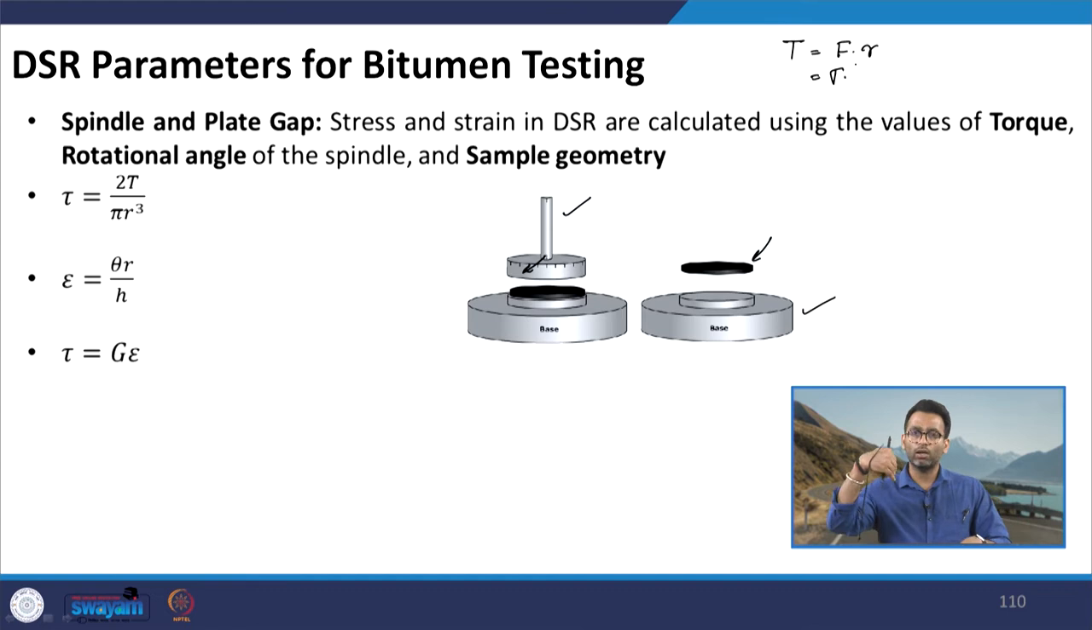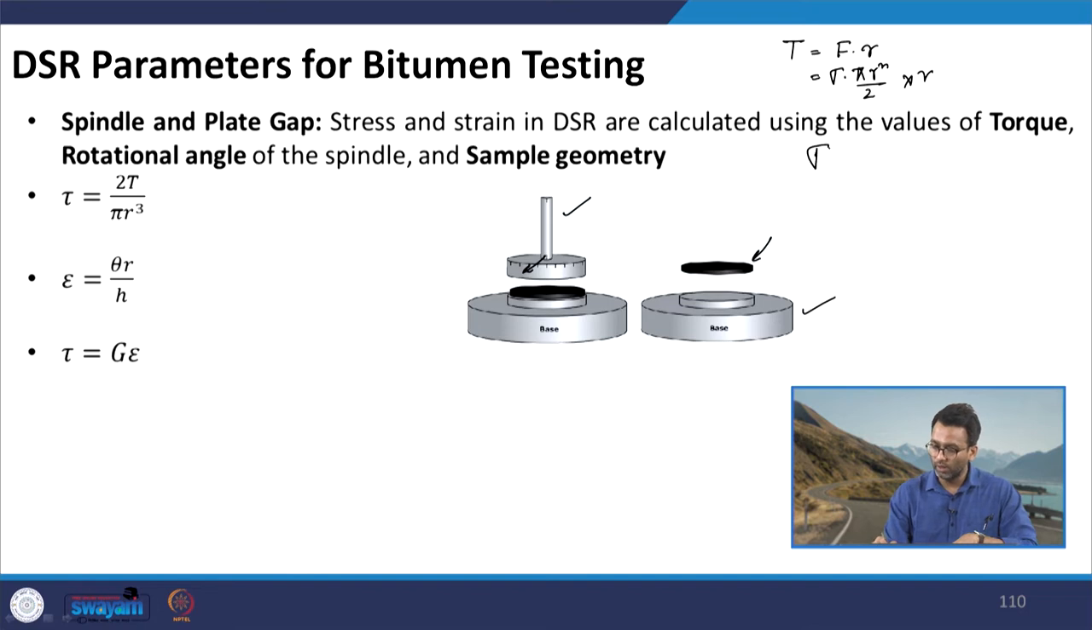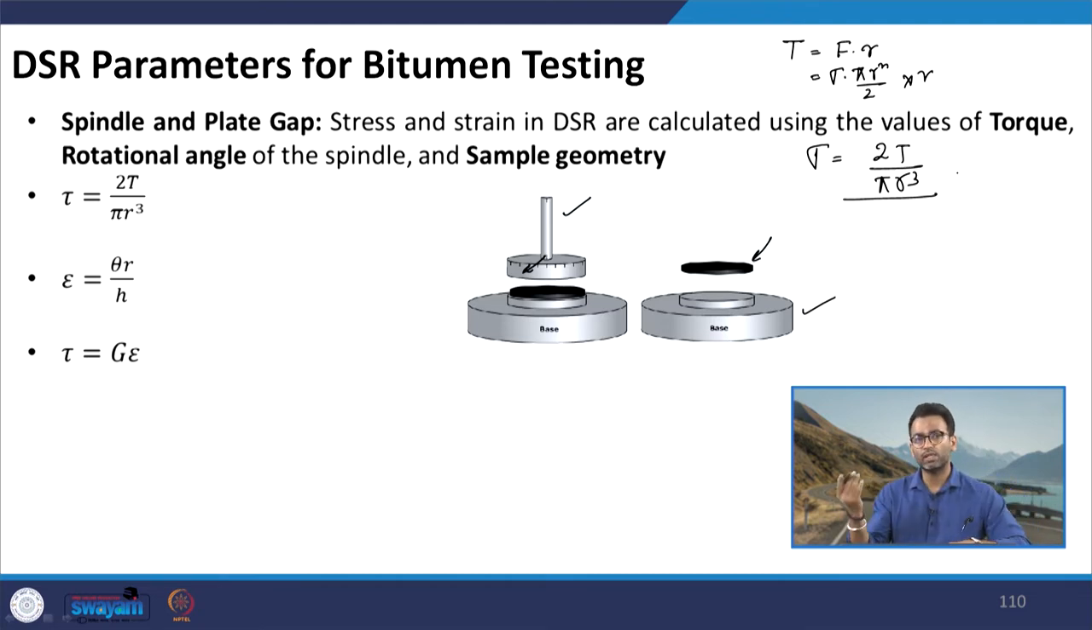Now here area is actually the movement, and if you remember our discussion in the last presentation, the spindle actually moves only half of the entire circular area, all right. So if you remember, we discussed about the points A, B and C. So you can imagine that it moves only half of the area. So this is pi r square by 2, all right, into r. So from here we can calculate stress as 2T by pi r cube, all right. So stress is basically a function of the torque which we are applying and the radius of the spindle or the radius of the sample here. So this is written here.